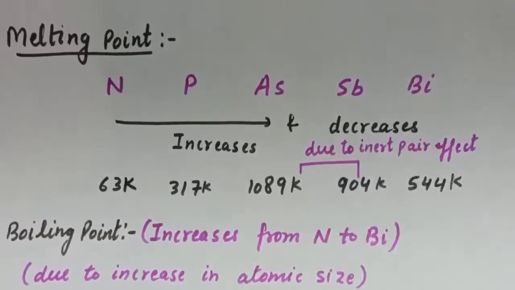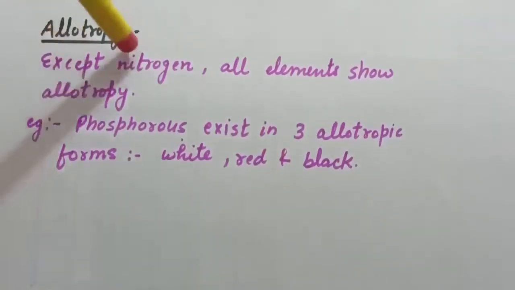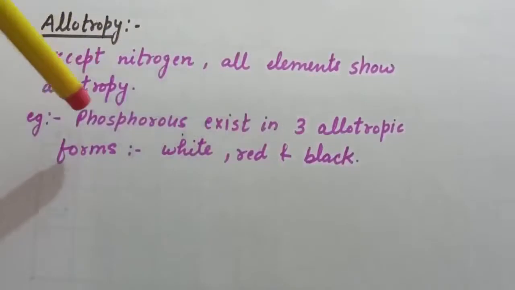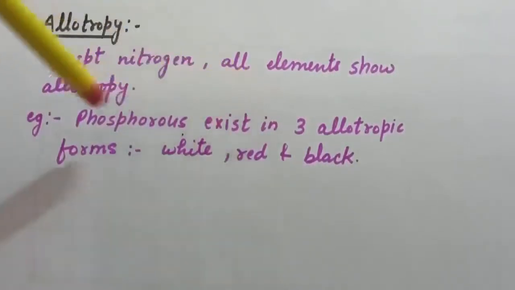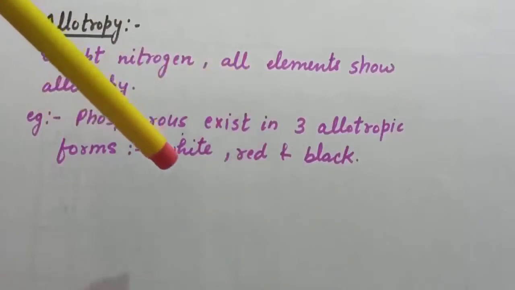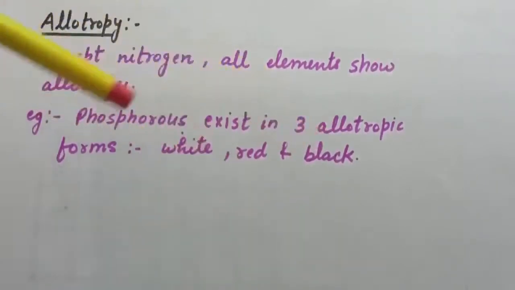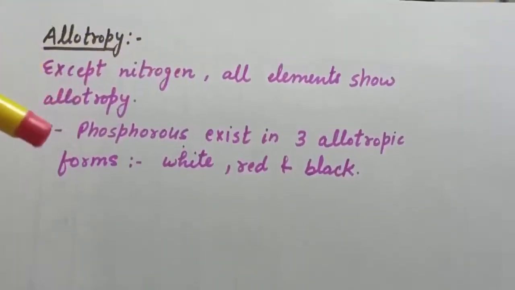Next property is allotropy. Except nitrogen, all elements show allotropy. For example, phosphorus exists in 3 allotropic forms: white phosphorus, red phosphorus, and black phosphorus. Similarly, we have allotropes of arsenic and antimony. So these are the physical properties.